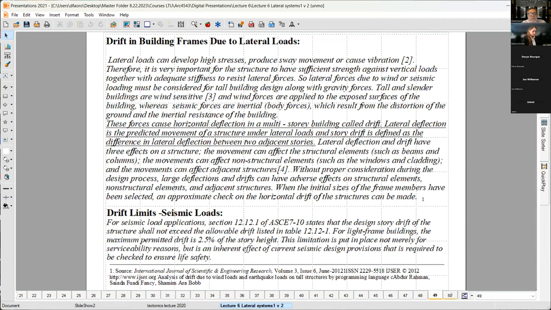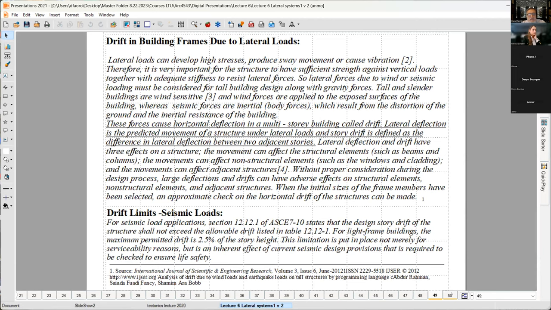Lateral deflection is predicted movement of a structure under lateral loads, and story drift is defined as the difference in lateral deflection between two adjacent stories. So we have tended to measure both total drift and interstory drift. The reason for that is sometimes you can have a building that is safe for total drift, but it's possible there might be a very high seismic load at one level, and you're going to fail in interstory drift. And in that sense, your building is still failing.